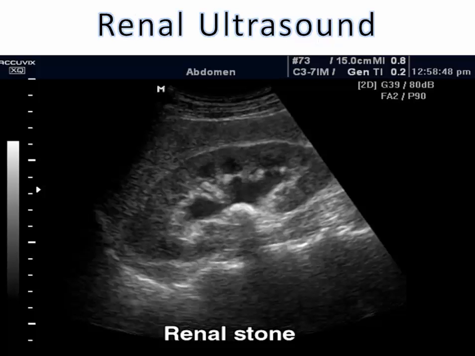Renal ultrasound. This looks for changes in the bladder wall, changes in the kidney size or structure, kidney stones, cysts, and masses. An ultrasound may also be used to assess blood flow to the kidneys.